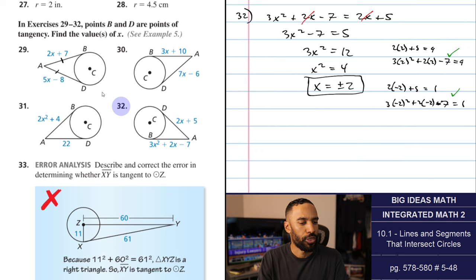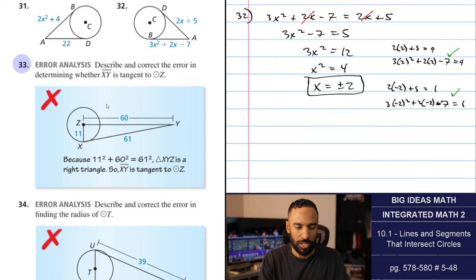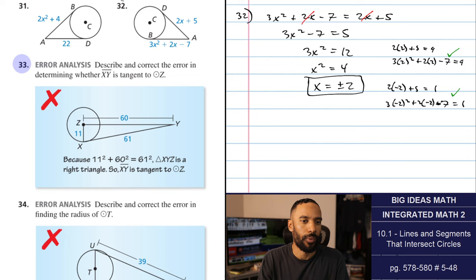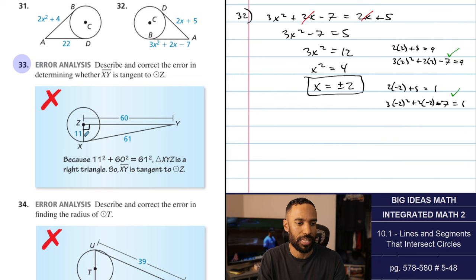All right, number 33, error analysis. Let's describe and correct the error in determining whether XY is tangent to Z. They got 11 squared plus 60 squared equals 61 squared. I don't know, should I take their word for it that that's true? That it's a right, oh, here's the problem. So they're saying, okay, here's the right angle. No. When something's a tangent, this has to be the right angle over here.